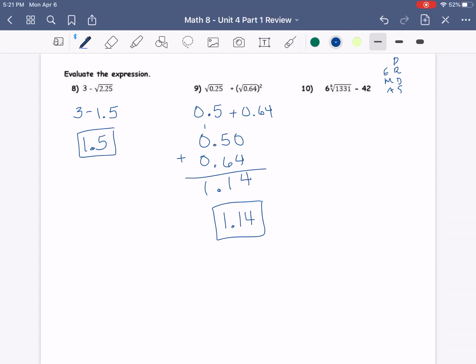So the first thing we need to do, if numbers with no neighbors means multiply, so 6 times, and then the cube root of 1,331 is 11. Okay, and then 6 times 11 is 66. And 66 minus 42 is 24.